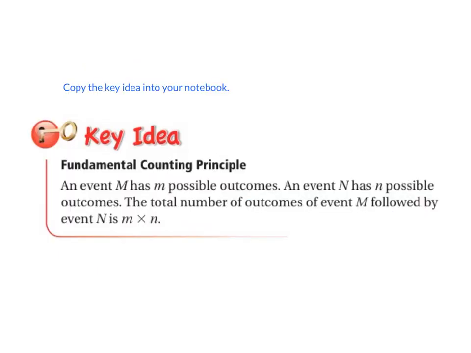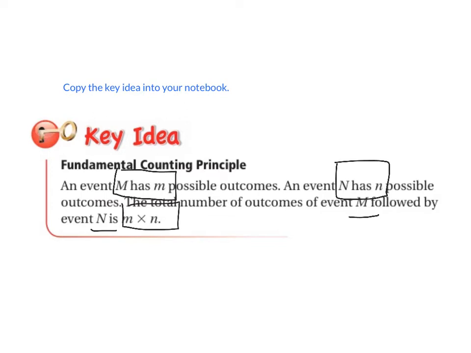Copy this key idea into your notebook. It's the fundamental counting principle. An event, M, has m possible outcomes. Be sure in your notebook that you make an uppercase M and a lowercase m, because a capital M is the event and the possible outcomes is the lowercase m. An event N has n possible outcomes. So those are the same thing, uppercase and lowercase n. The total number of outcomes of an event M followed by event N is m times n.